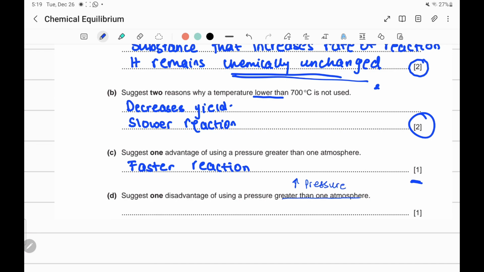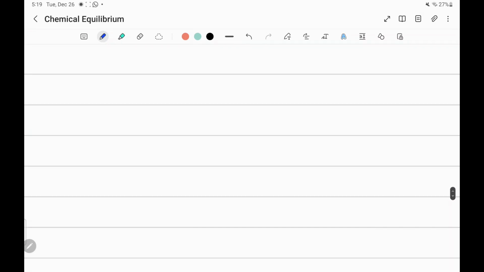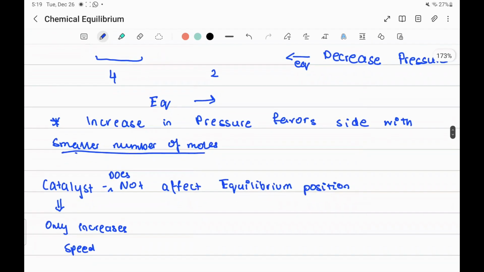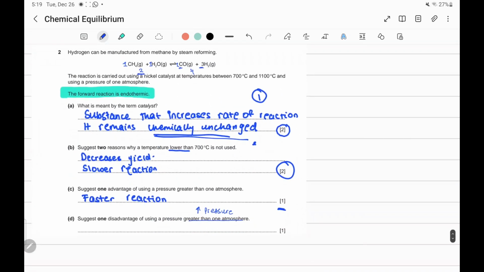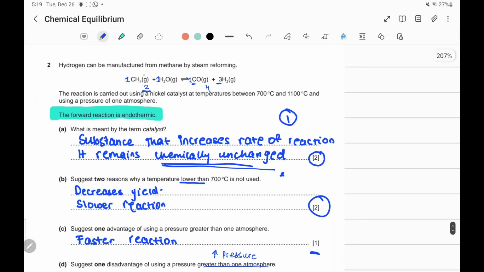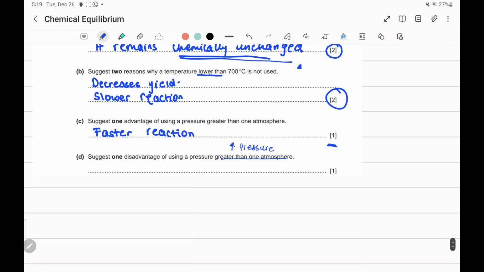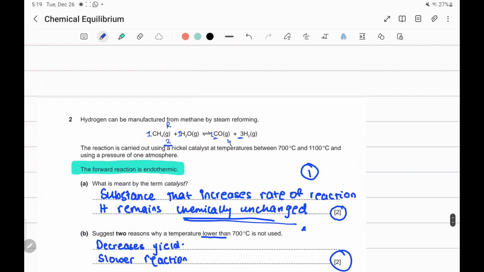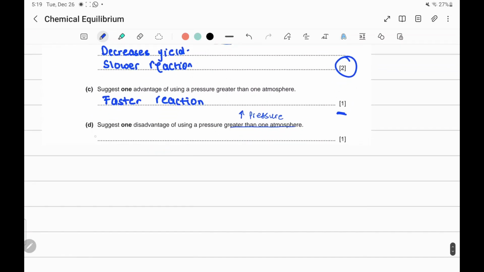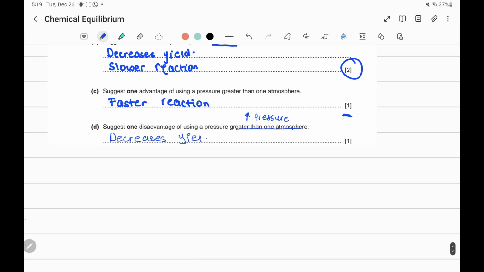So what is the disadvantage of increasing pressure? Again, what we saw over here is that increase in pressure favors the side with the smaller number of moles. So which side is being favored? The reactant side. That is the smaller number of moles, which means that our equilibrium is once again shifting to the left, and therefore our product amount is decreasing. So it decreases yield. 1 mark gained.